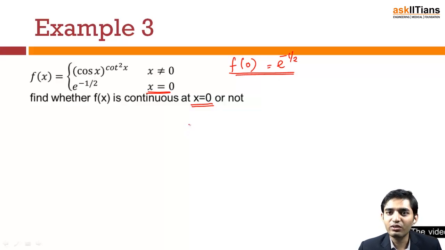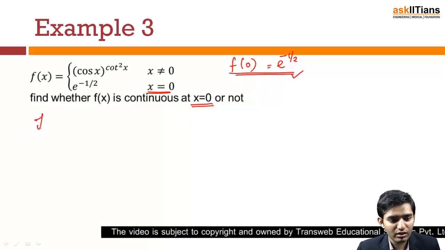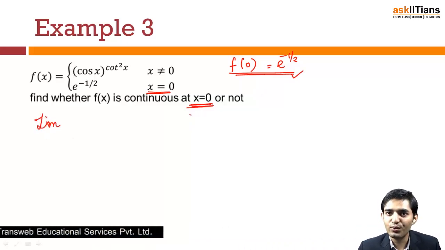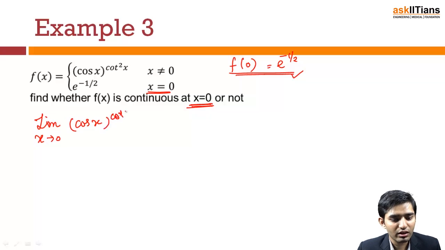Now we will find out the limit. We have already found out the value of the function. Now find out the limit. So what is the limit? Limit at x equal to 0, because we want to check for the continuity at x equal to 0. So find out limit x tending to 0 of this function, which is cos x to the power cot square x. Now if you look carefully and if you have studied limits very carefully, this is 1 to the power infinity form. And how to solve 1 to the power infinity form?